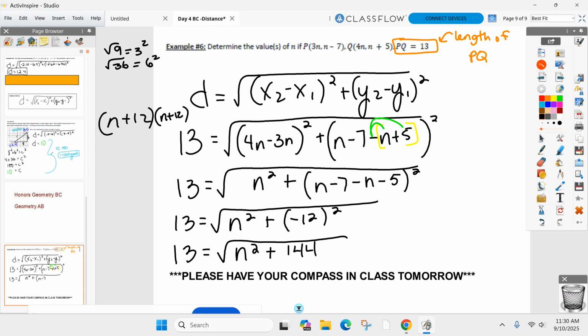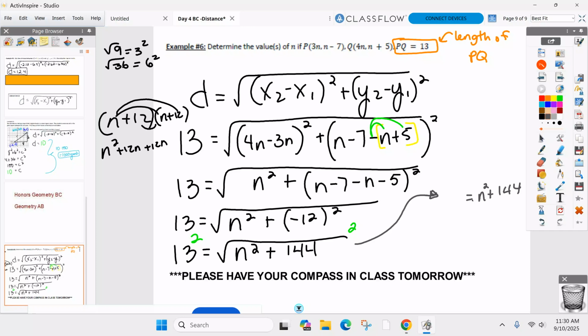You remember FOIL from last year? n squared, right? Well, what am I going to get right here? 12n. And another 12n. Is that going to disappear and just give me nothing in the middle? No, so that's why they're not equal. So what do I do then? I want to get rid of the radical. How do you get rid of a radical? Yeah, square it. So I'm going to square both sides. And all that does is get rid of the radical. That does nothing to anything inside it.